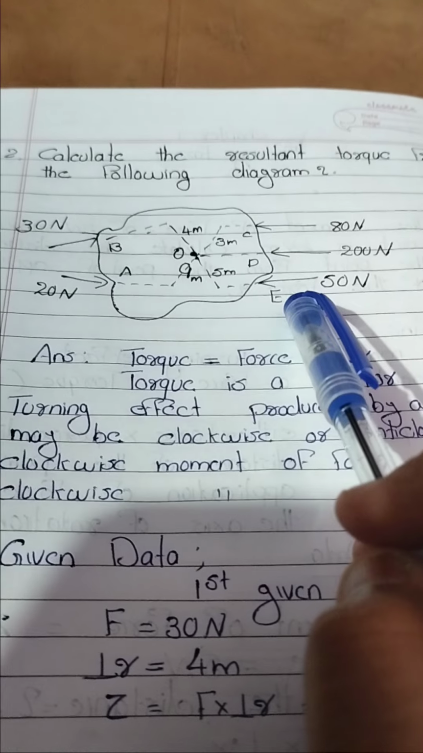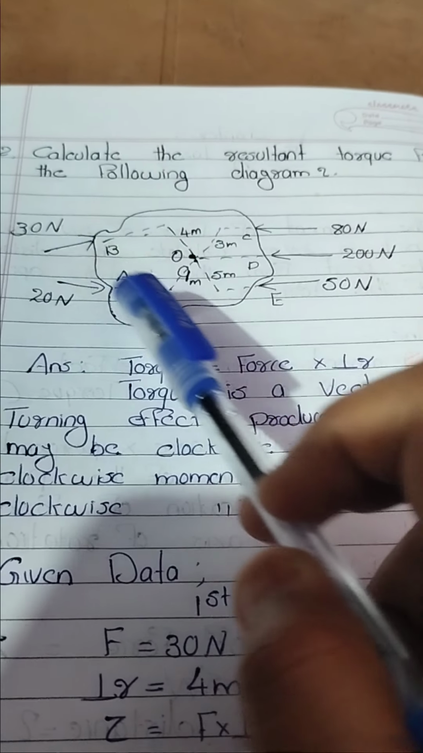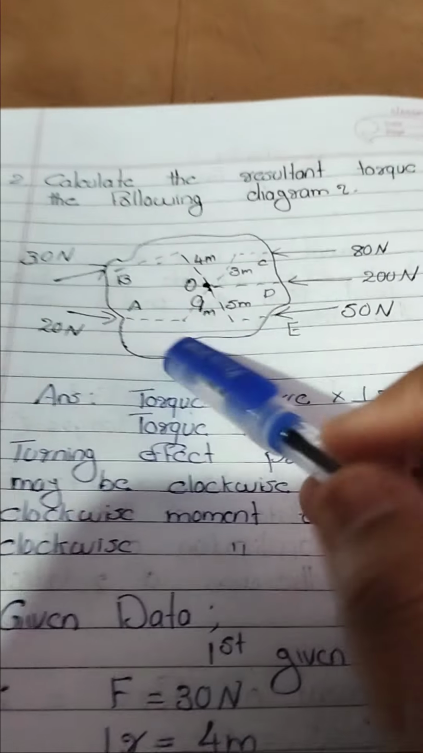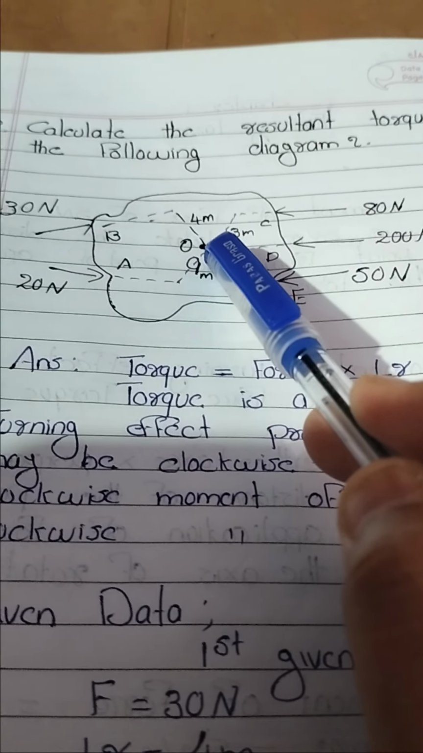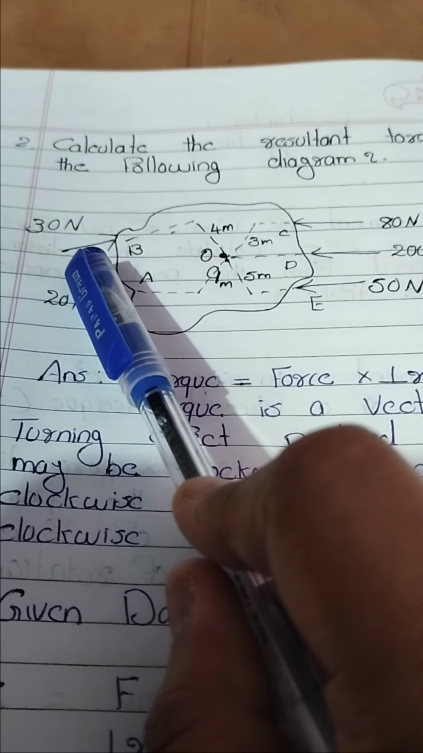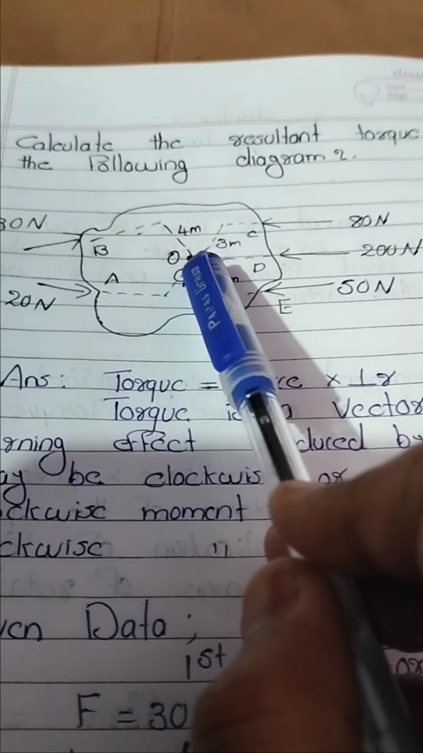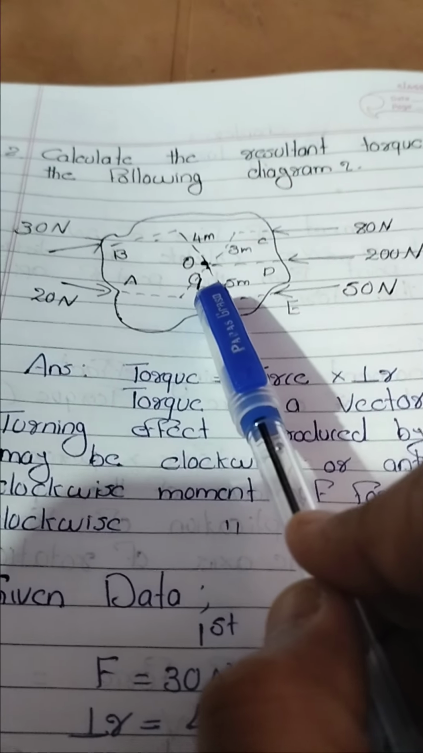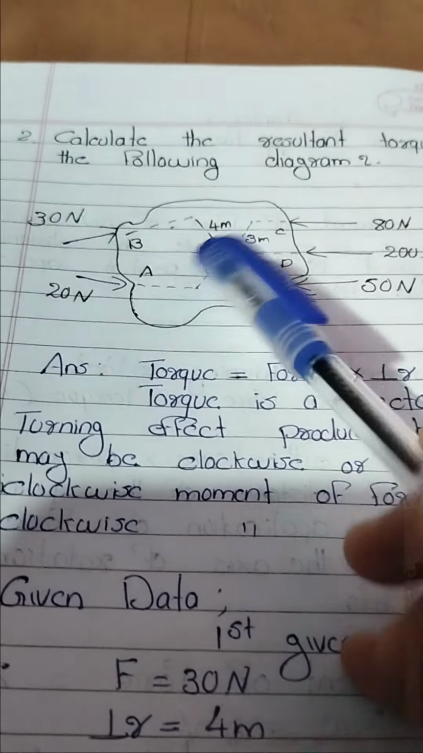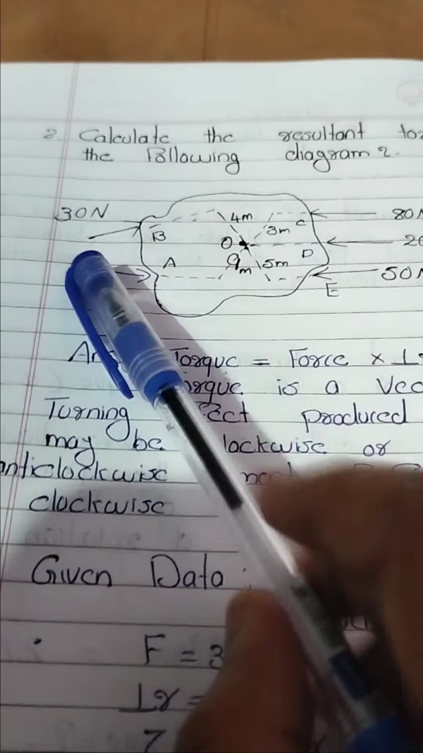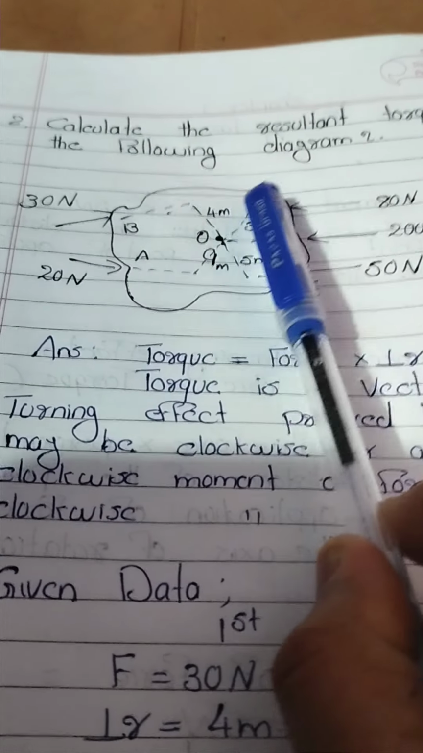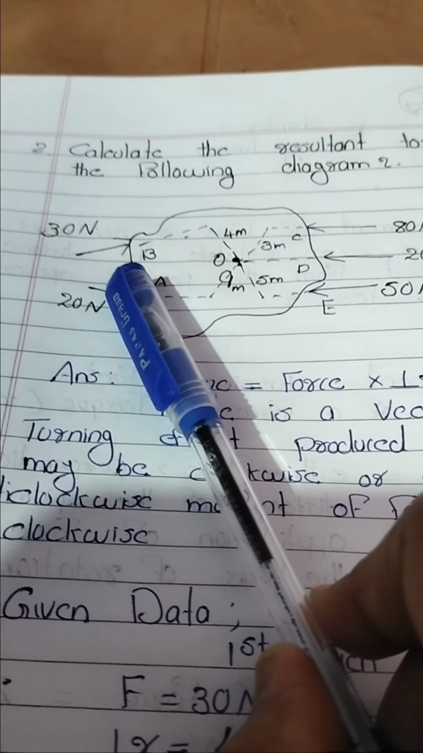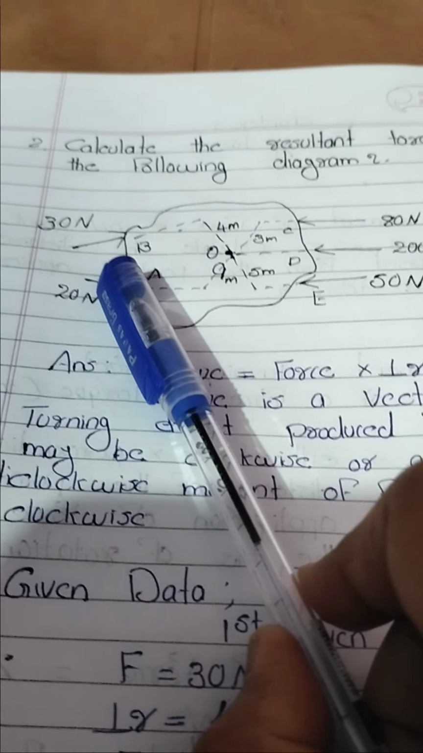5 forces are given, and this shape is not a perfect shape. So the center of the shape is already given, that is O. The first force is 30 Newton. We should find out the perpendicular distance from the center O. That's why we should consider this line. This line is the line of force. What is the meaning of line of force? Just extend the given force, and that line is called the line of force.